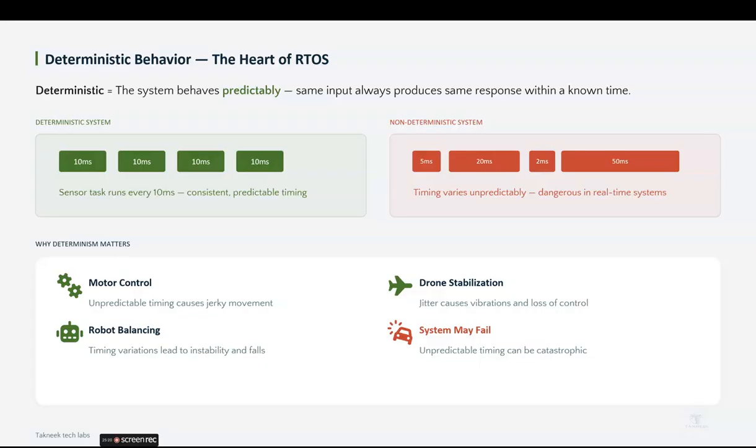Okay, so there is one very famous question that comes up in an RTOS interview. If you sit in an interview which covers RTOS, they ask why we say RTOS is deterministic. This is the heart of RTOS. The system behaves predictably. Same input always produces same response within a known time. Just remember this line. This is the core of this lecture. Same input always produces same response within a given time.